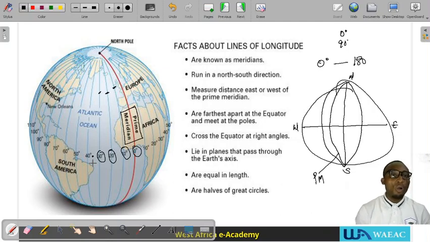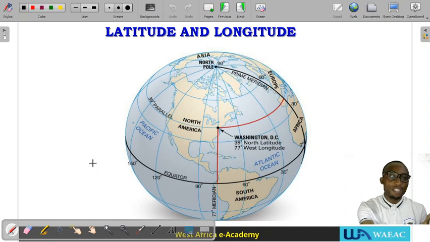And all longitude are great circles, and they are all equal in length. So this is a 3D shape, but by the time I will be solving questions, I'm not going to be using a 3D shape, because I need to sketch it. So this is how my sketch will look like.